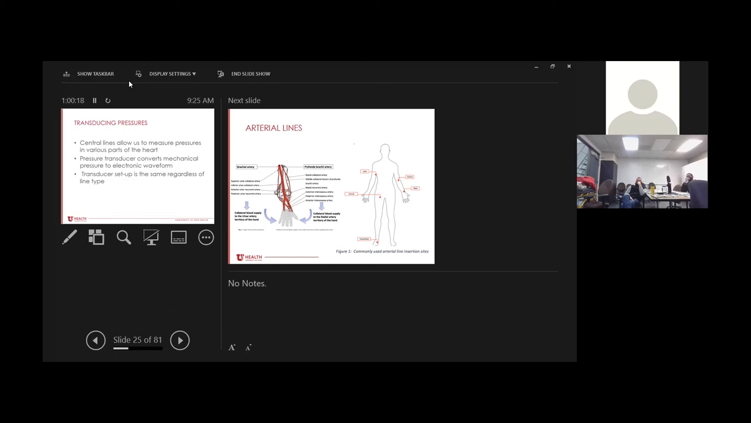So one of the indications for central lines we talked about is that they allow us to measure pressures in various parts of the heart. The way this works is you drive a central line into a vessel, artery or vein, it doesn't matter. You attach a static column of fluid going from the vessel through the line back to the transducer. That pressure pushes on a little diaphragm, takes that mechanical signal and converts it to an electrical signal. And that's what we see up on our monitor.